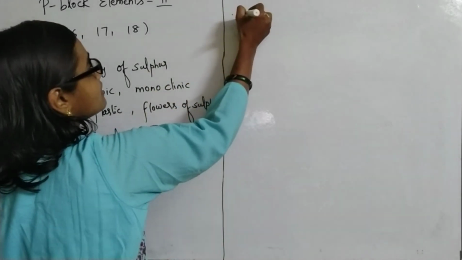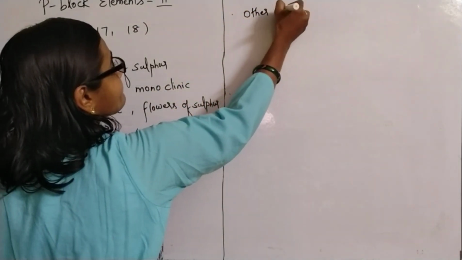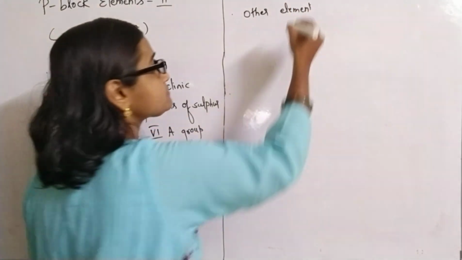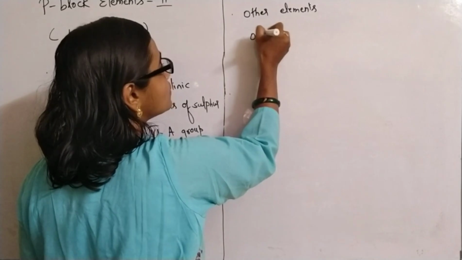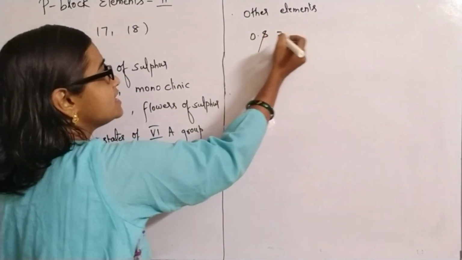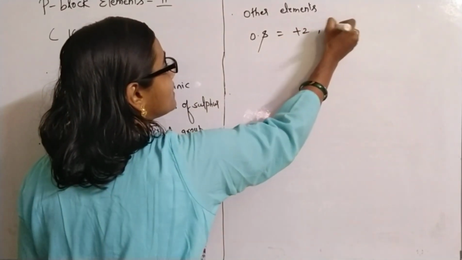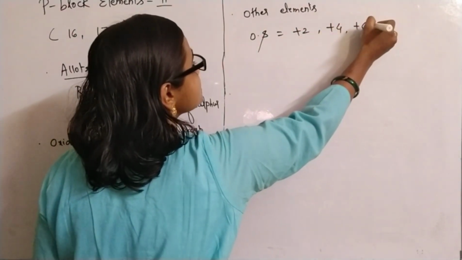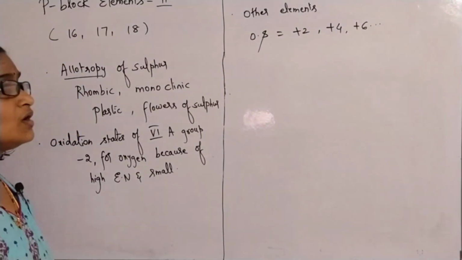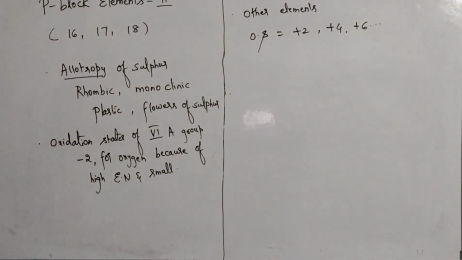For other elements, the oxidation state, OS, is +2, +4 and even +6. 6A group elements can exhibit these oxidation states. Like that, they exhibit higher oxidation states also.